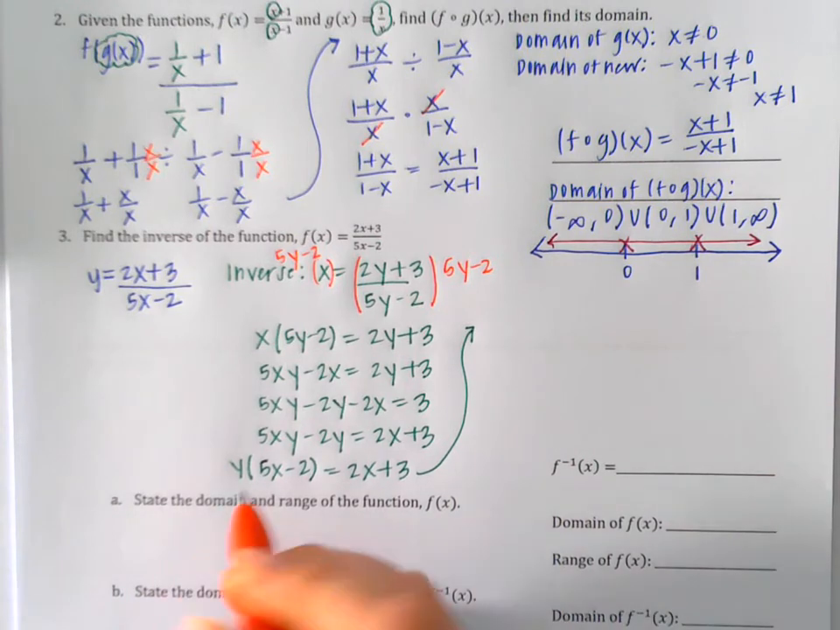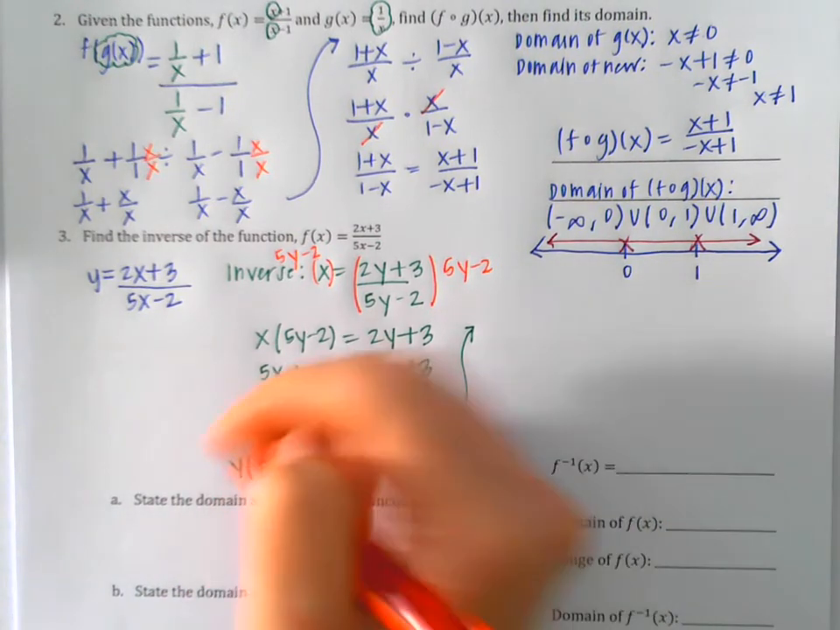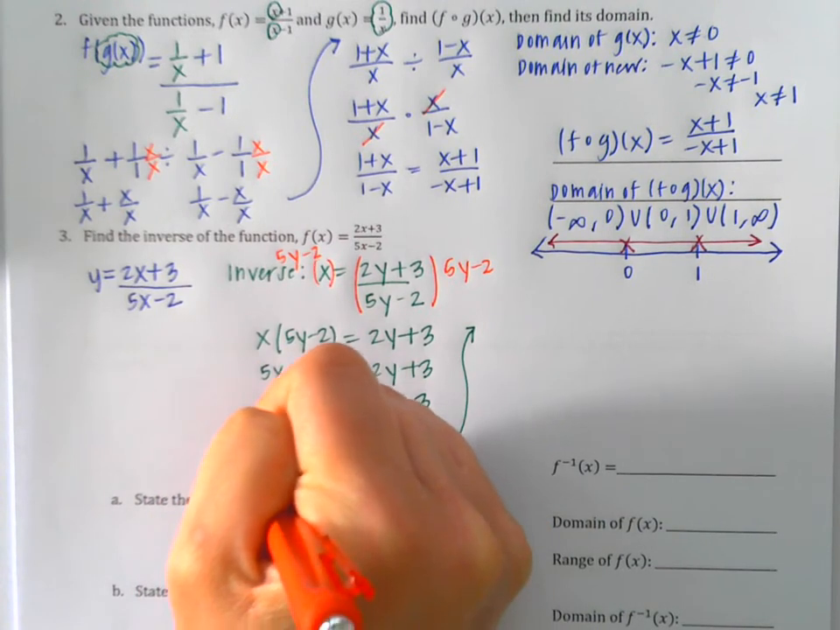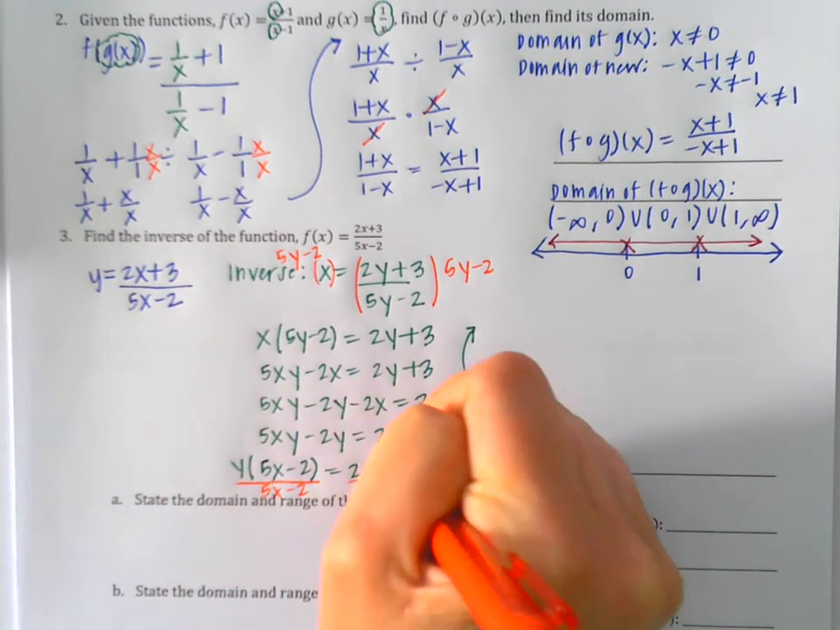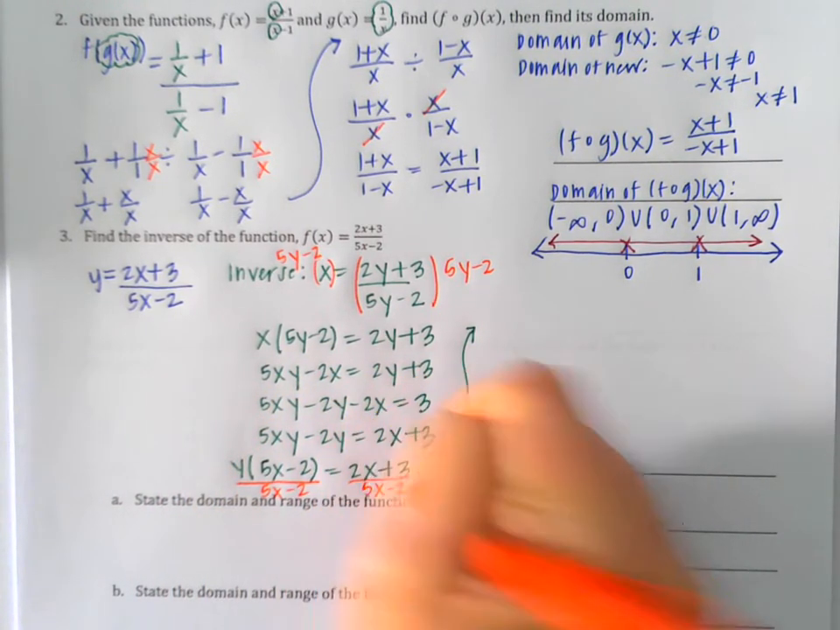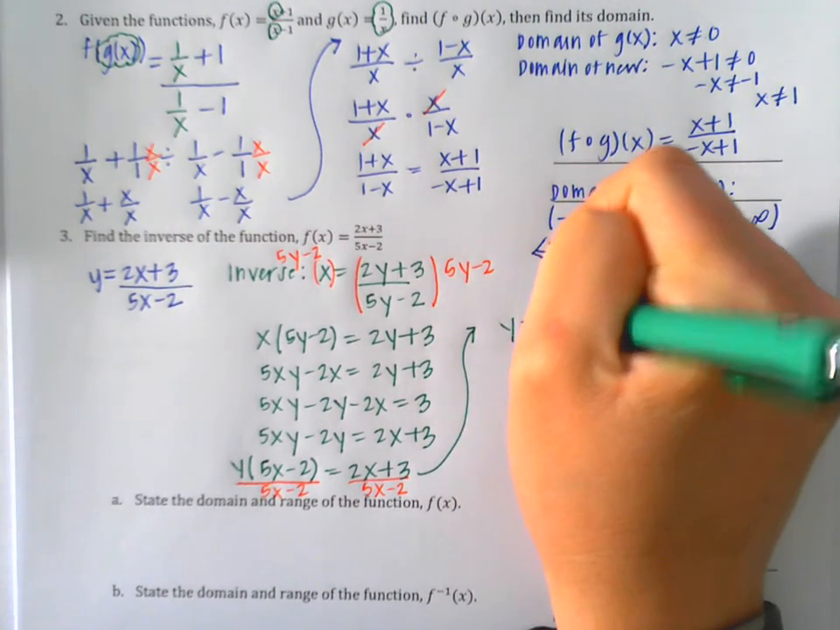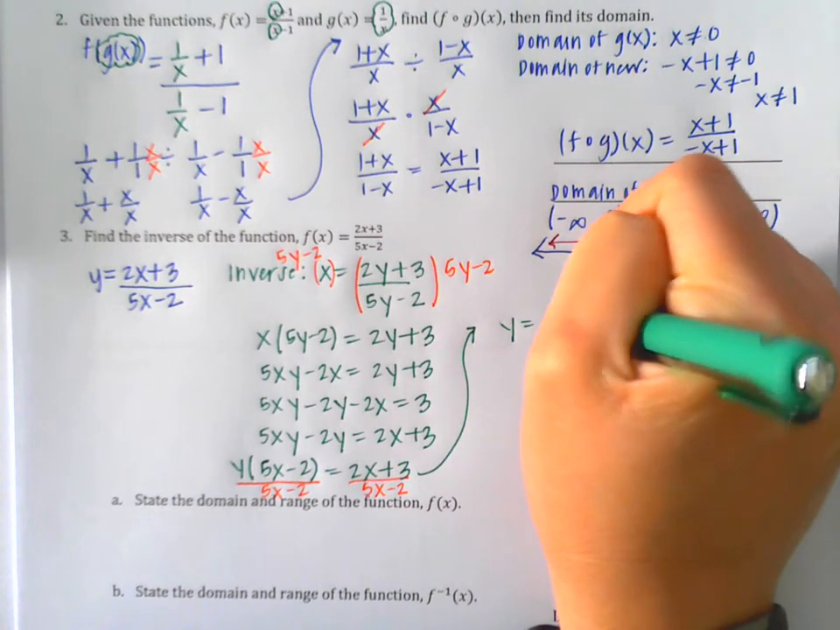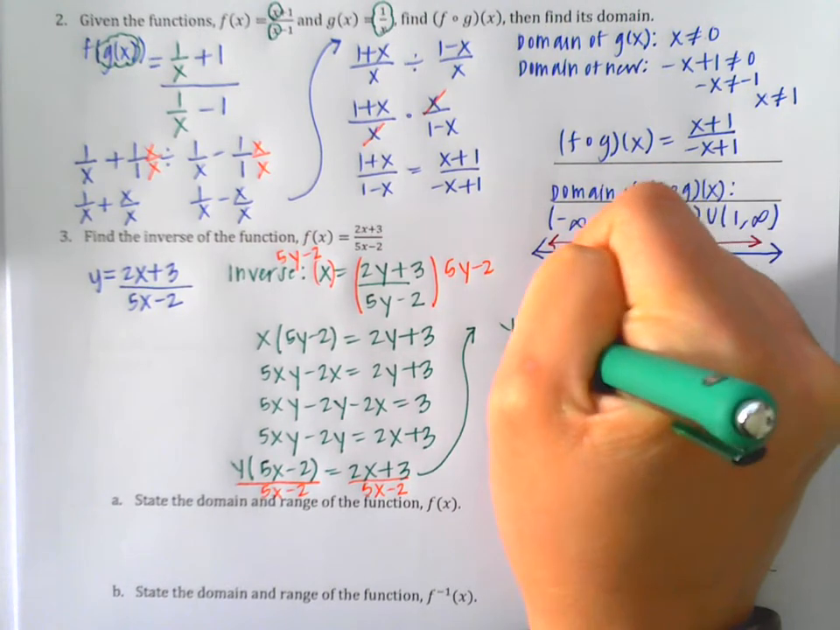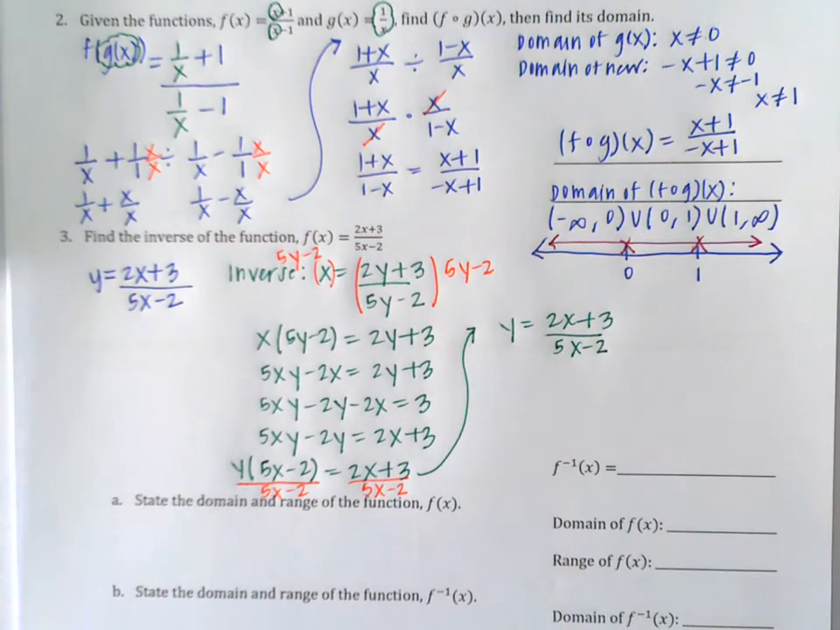So then we would divide both sides. We now want to get y by itself, so we divide both sides by 5x minus 2. And so we finally get y by itself. So y is equal to (2x plus 3) over (5x minus 2).